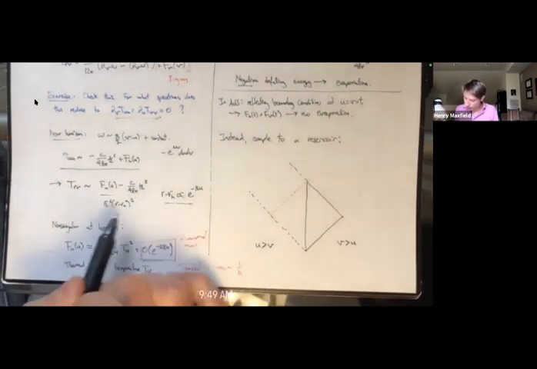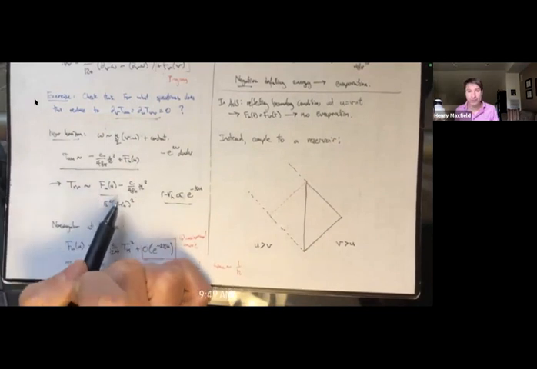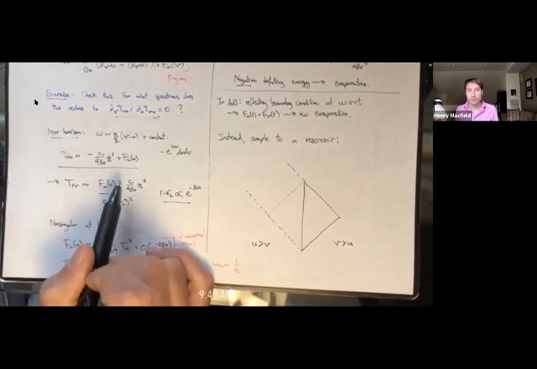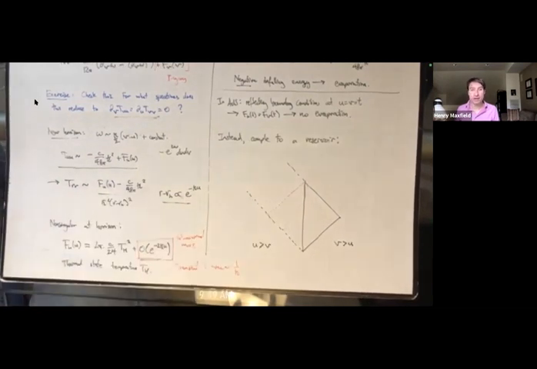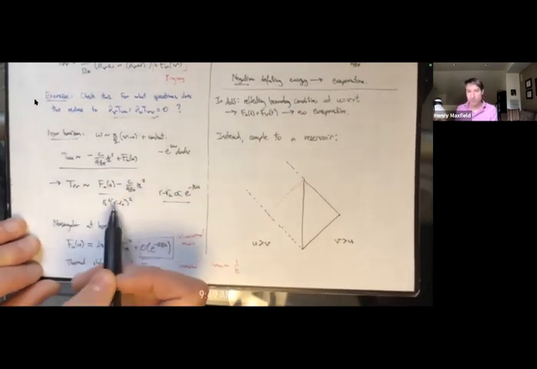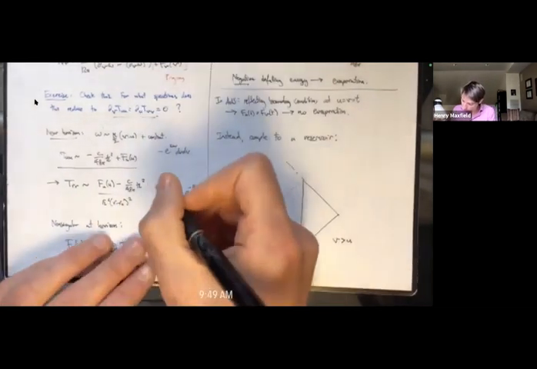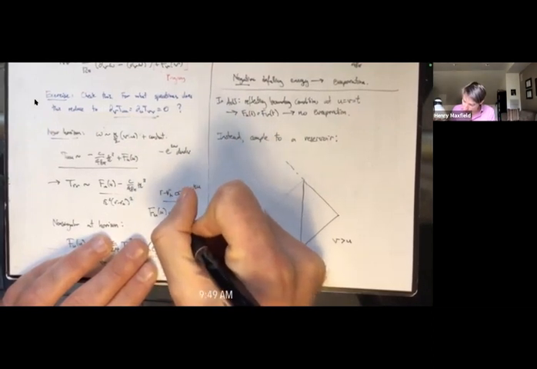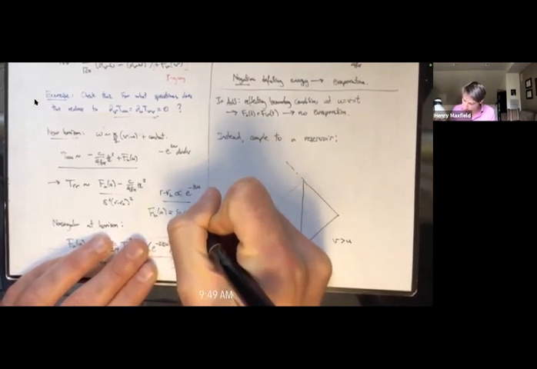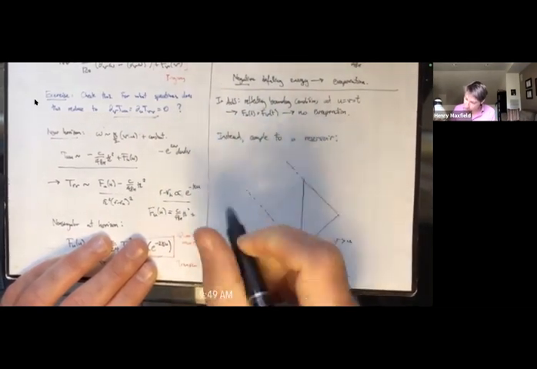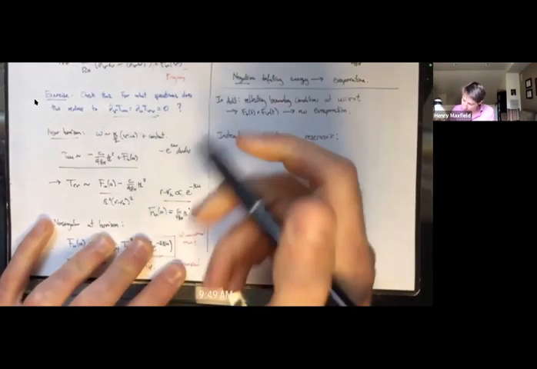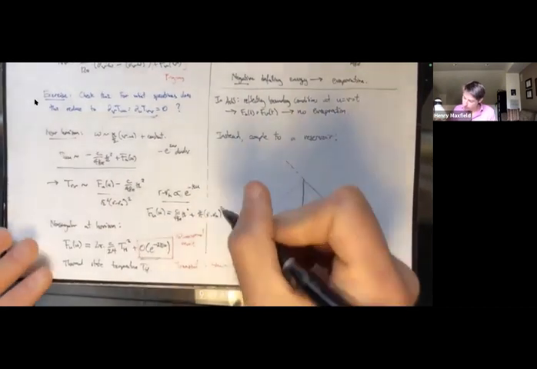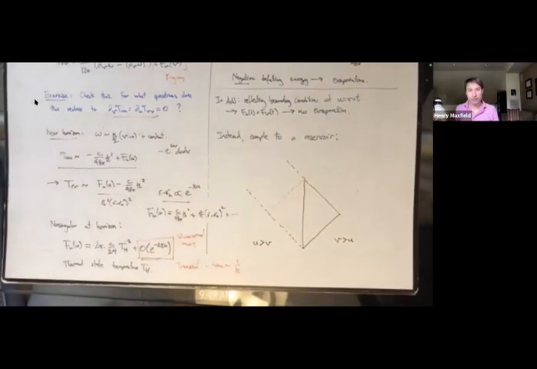So if we want this to remain finite, then the denominator had better go to 0, so the numerator had better go to 0 as well, at the same rate. So we need that f_u of u is going to be c over 48 pi times kappa squared plus some number that's proportional to (r minus r_h) squared. And then there could be higher order corrections.